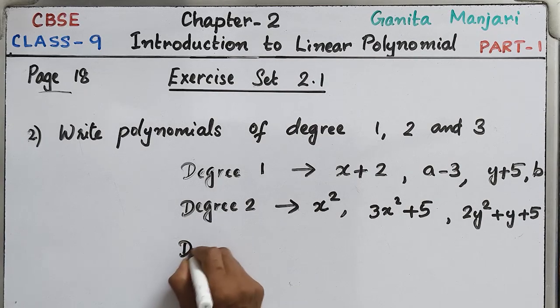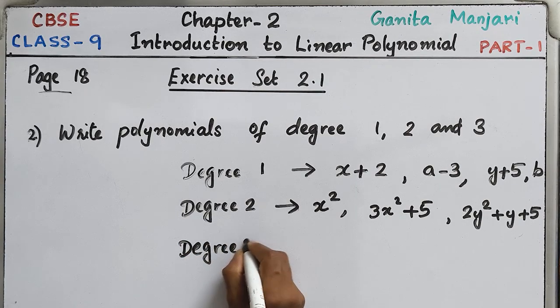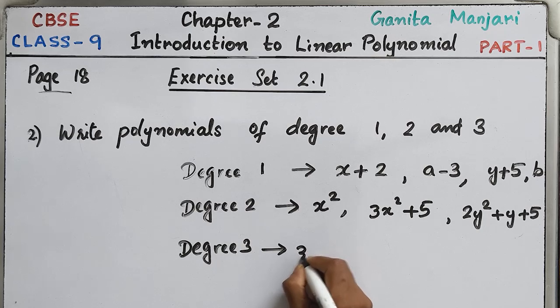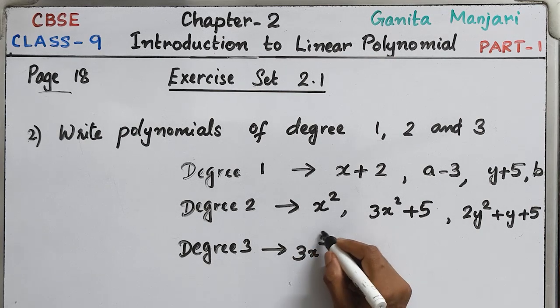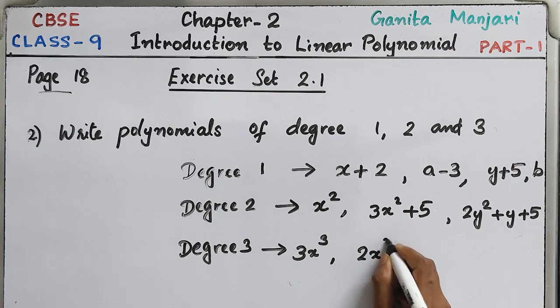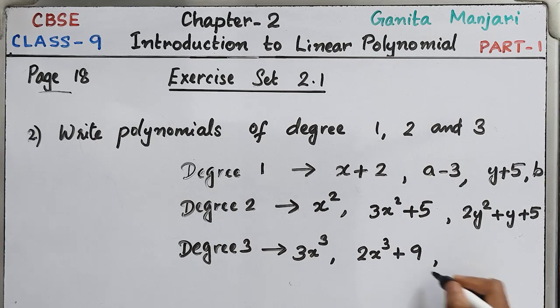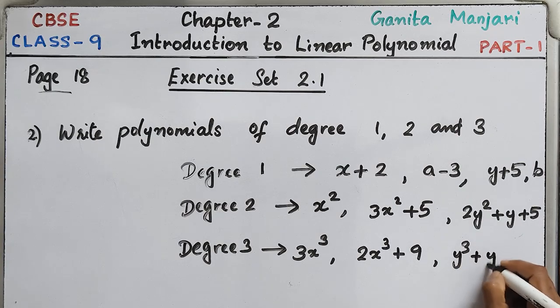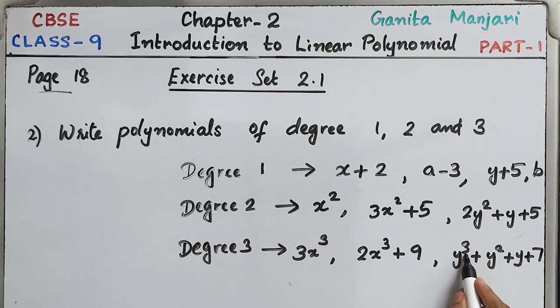Now degree 3. 3x cube is an example. Here 3 comes, which means degree is 3. 2x cube plus 9. See, degree 3. Another example: y cube plus y square plus y plus 7. Highest power is the degree. It's an example of a polynomial of degree 3.